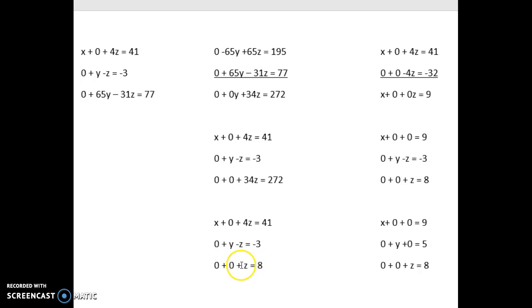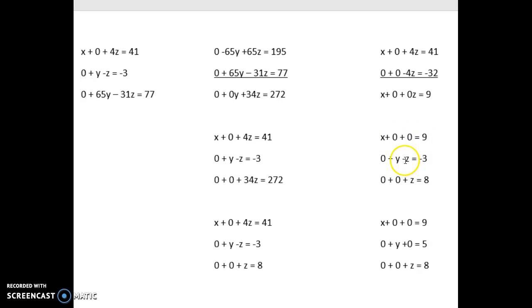And to kind of finalize this, I want to cancel out the z's in both of these equations. 4z here. This is going to need to be a negative 4z. So multiply everything by negative 4. And that's what you get. Add those equations together. The z's cancel out. And so this is your new first equation. And I wrote it there. And you see we solved for x now. X equals 9.